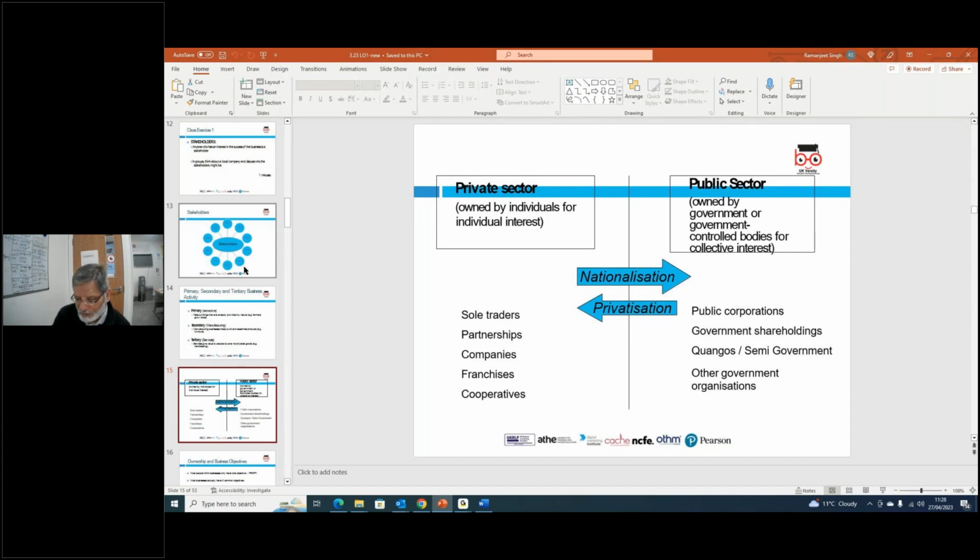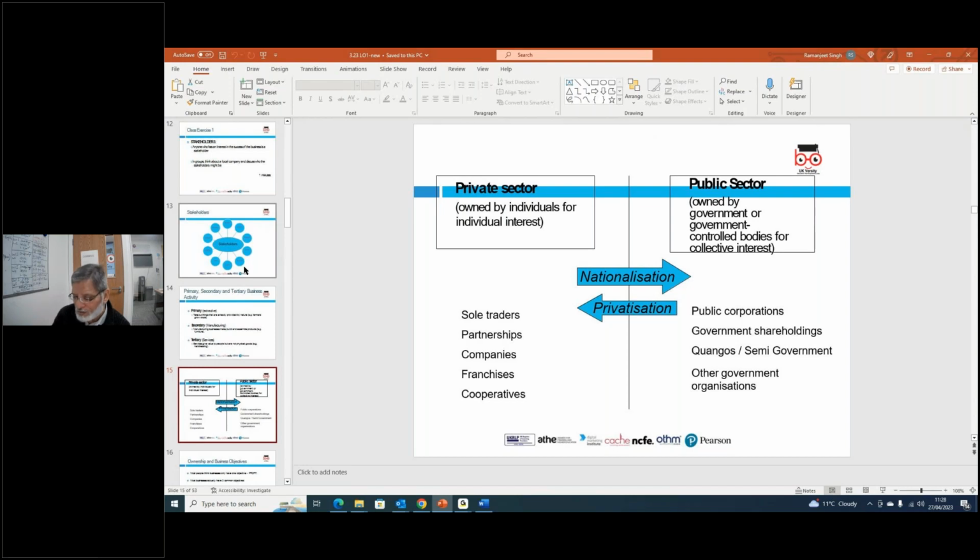So this is a sole trader account, or sole proprietor, an accountant business structure. In the private sector, businesses are owned and run by individuals. So we have types of businesses like sole trader, partnership, companies, franchises, and cooperatives. In the public sector, services are mainly provided by the government.